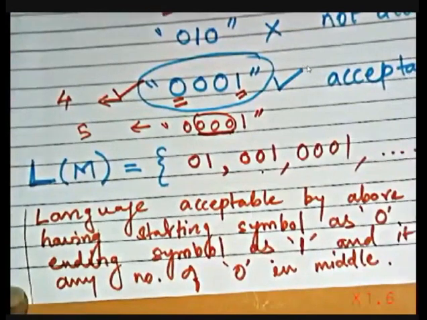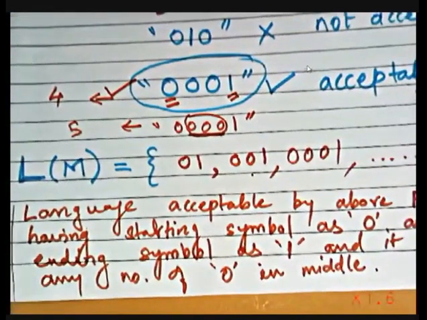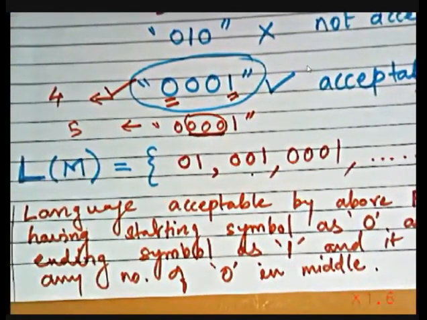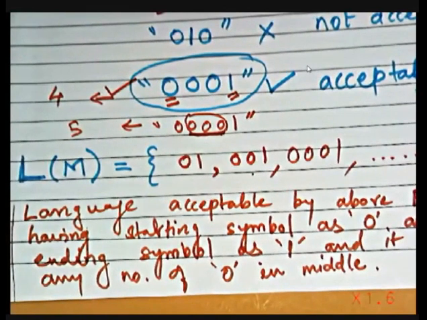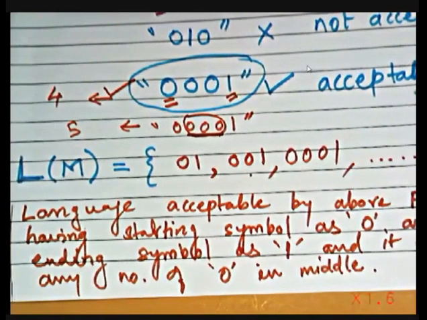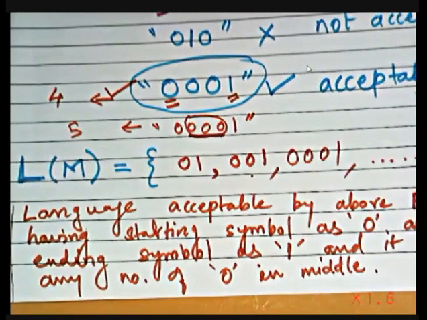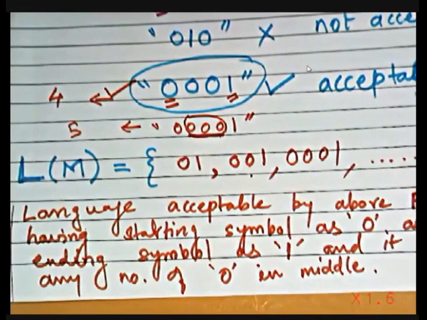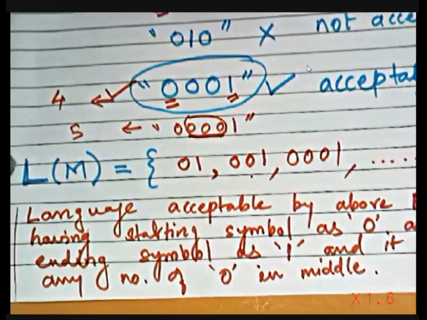So what language? How will you write it? The language defined here was what? It is a language which is having all the strings which start with 0 and end with 1, where there can be any number of zeros in the middle. Apart from such strings, no other strings will be part of this language.